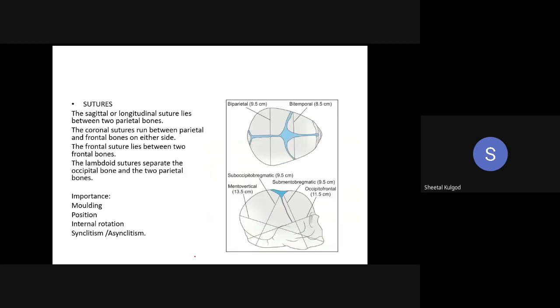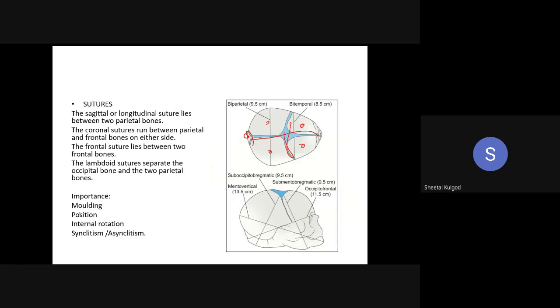So can you all see here? Yes, ma'am. Right. So this is the sagittal suture. You have the coronal suture and the lambdoid suture. So these are the two frontal bones, the parietal bones, and the occiput.